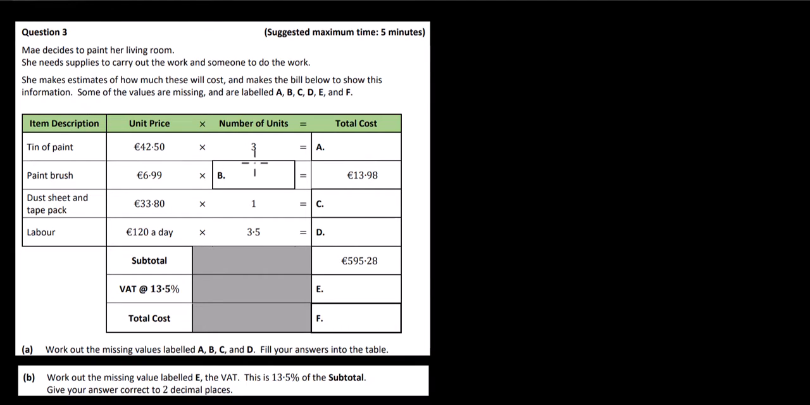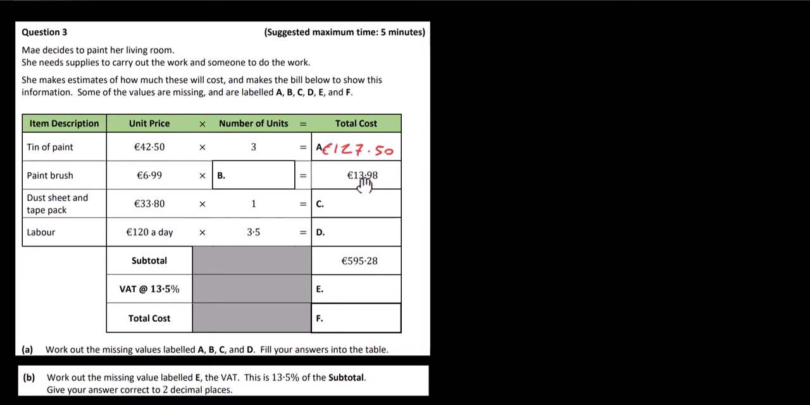The first one here, A, which is here, the tin of paint costs €42.50. She needs 3 of them, so you just simply multiply 3 by 42.50, and they're telling you that in the question anyway. So when you do that, you get €127.50.